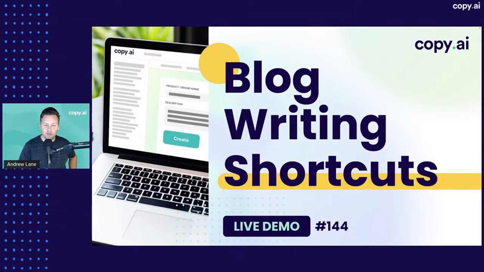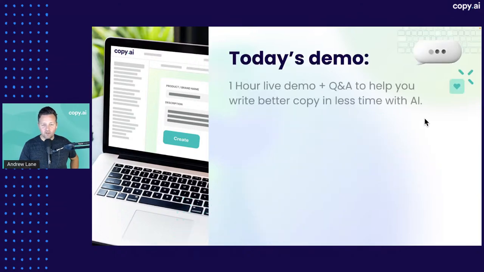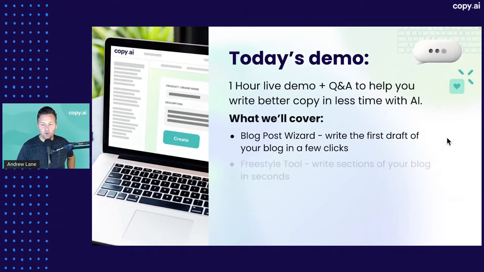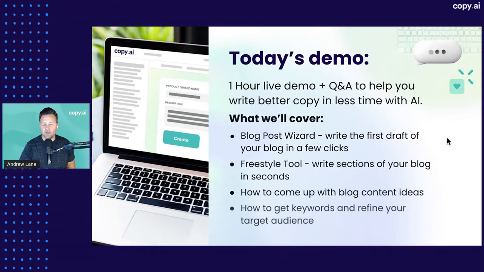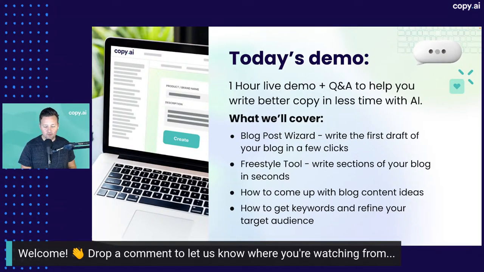Today's focus will be blog writing shortcuts. This will be a 1 hour demo to help you write better copy in less time with artificial intelligence. So we're going to cover some really popular topics and tools, the blog post wizard, which will help you write your first draft of your blog in a few clicks, freestyle tool, which can help you write pretty much anything from social media posts to emails.